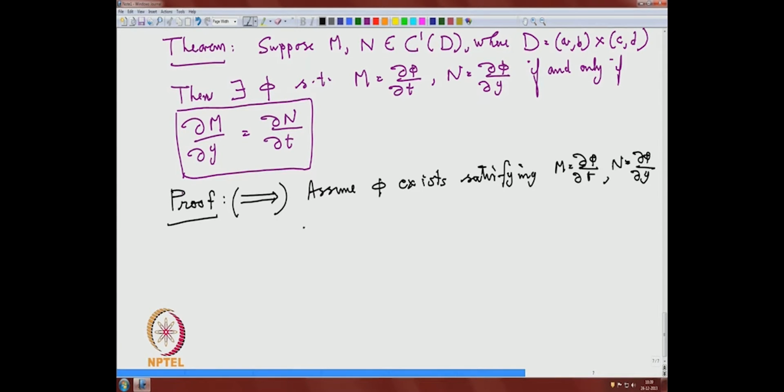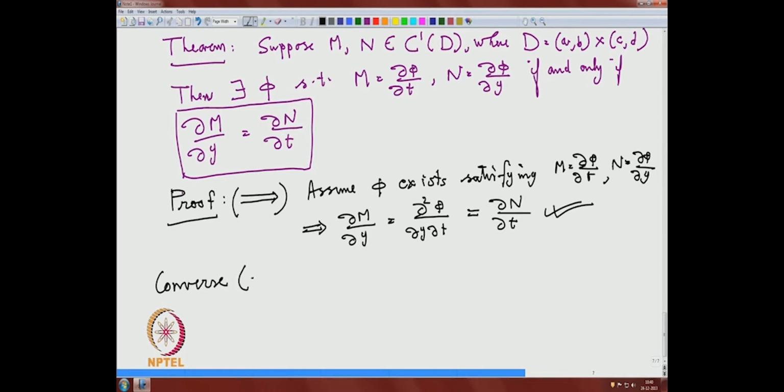Then that implies, this is a trivial part I am telling, dm/dy is equal to d²φ/dy dt. For smooth functions the derivatives can be interchanged, and by interchanging you get this is equal to dn/dt. So, that is fine, that is okay. So, the converse is the one you have to prove.